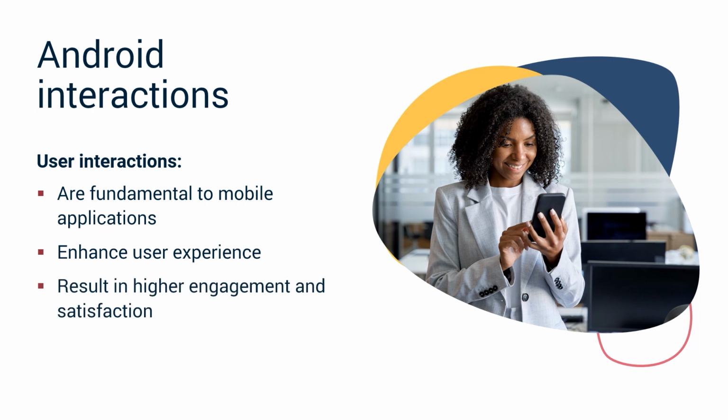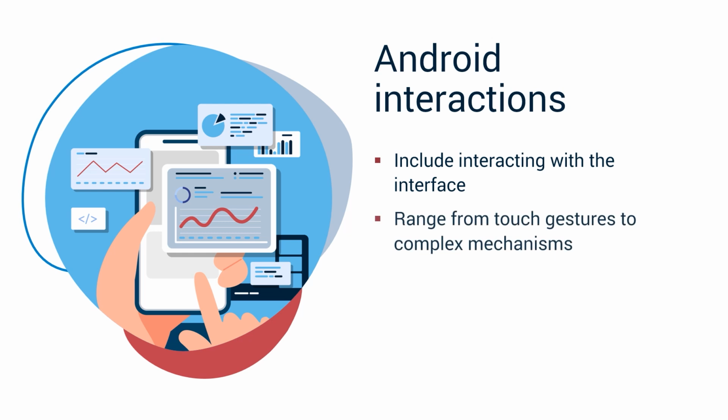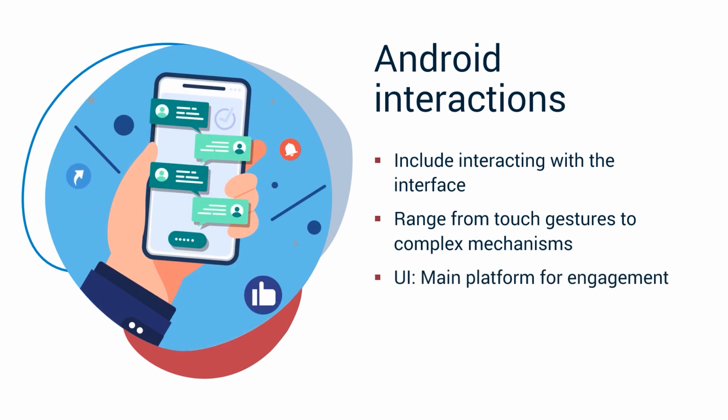For instance, a user typing a query into a search bar and receiving instant suggestions or results. Interactions in Android include various ways in which users can interact with the application interface and its functionalities. These interactions can range from simple touch gestures to complex event handling mechanisms. The user interface, or UI, is the main platform for engagement, presenting information, and capturing actions.